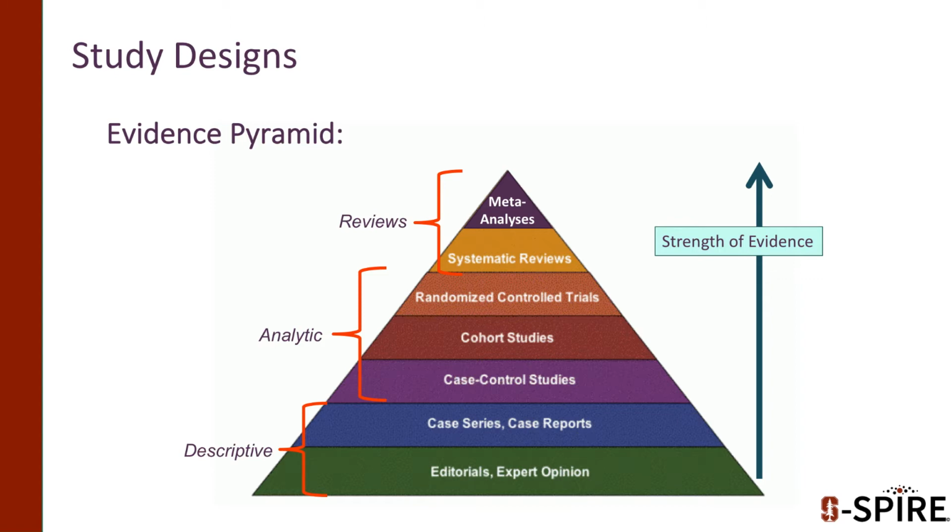While randomized controlled trials are the highest level of evidence for analytic studies, don't forget that systematic reviews and meta-analyses, those studies of studies, are at the top of the evidence pyramid. This is because one study is never enough evidence. Strong causal inference requires a demonstration of consistency and coherence across multiple studies over time.